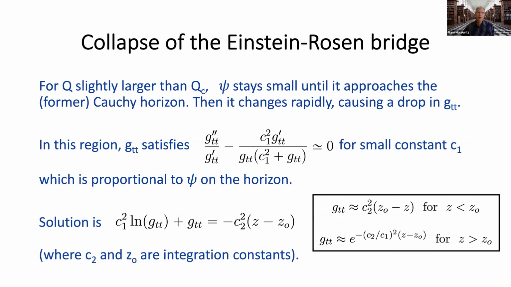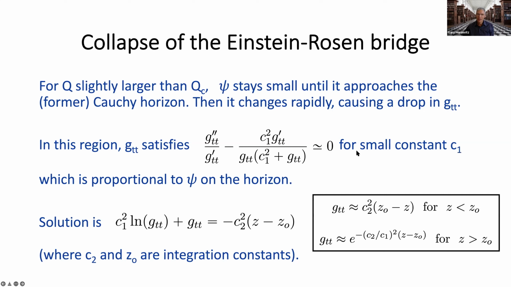Okay, so the first epoch is the collapse of the Einstein-Rosen bridge. Again, we're starting with Q just slightly bigger than this critical charge, which is the onset of the instability. Psi is very small at the horizon. And in fact, it will stay small inside the horizon until you approach the former Cauchy horizon. Then it changes rapidly, causing a very rapid drop in GTT.